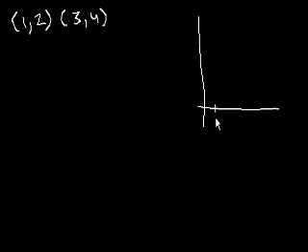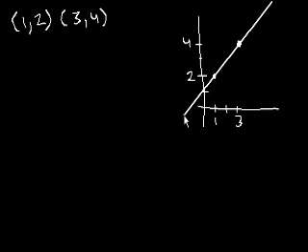So 1, 2 is here, and then 3, 4. 3, 4 is here. And if I want to draw a line through them, it'll look something like that. So what we want to do is figure out the equation of this line.